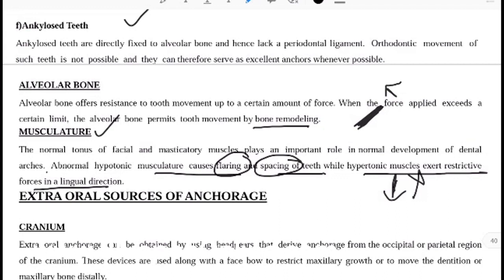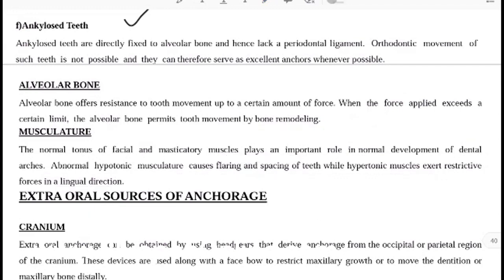Which all are the extraoral sources of anchorage? It starts with the cranium, which is known as the occipital or parietal anchorage. You can take the anchorage from the occipital or parietal region. These devices are used along with a face bow to restrict the maxillary growth. So you can use the cranium also as an extraoral source of anchorage.